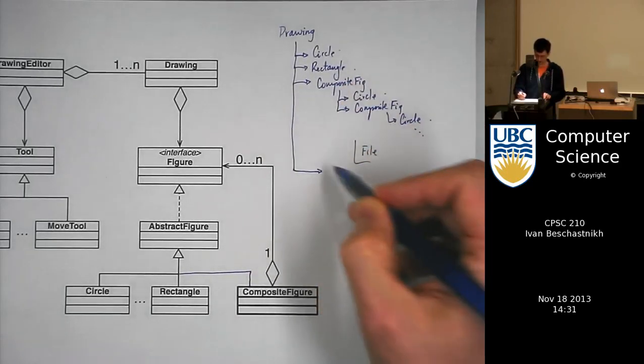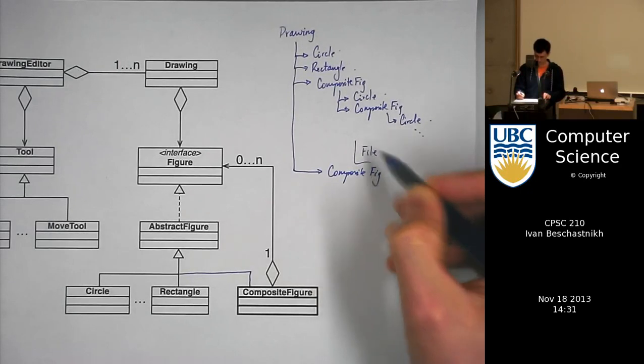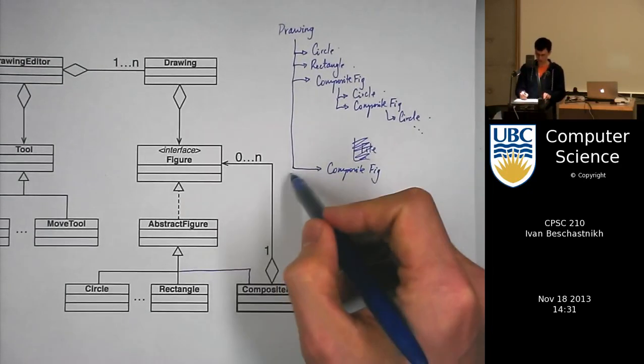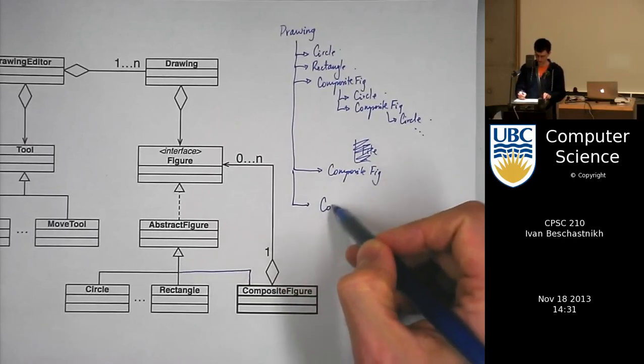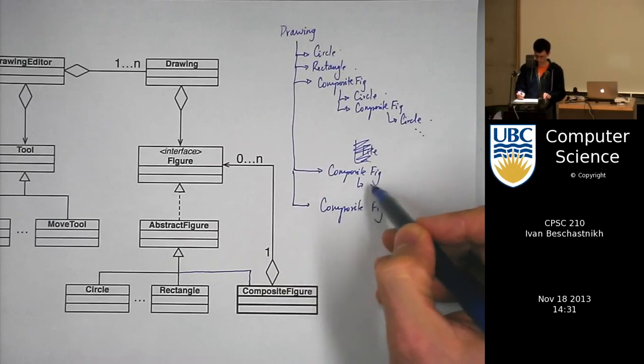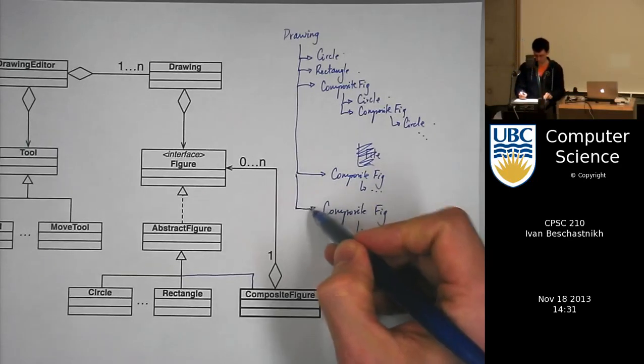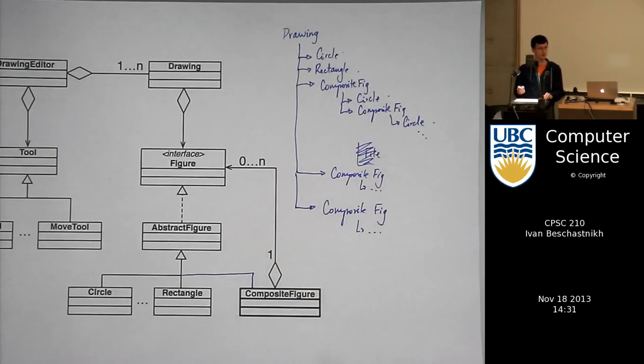I might have another composite figure and maybe another composite figure down below. So really, this pattern allows me to create trees in a very simple way. And trees that are very flexible because I can reference intermediate nodes as if they're leaves.